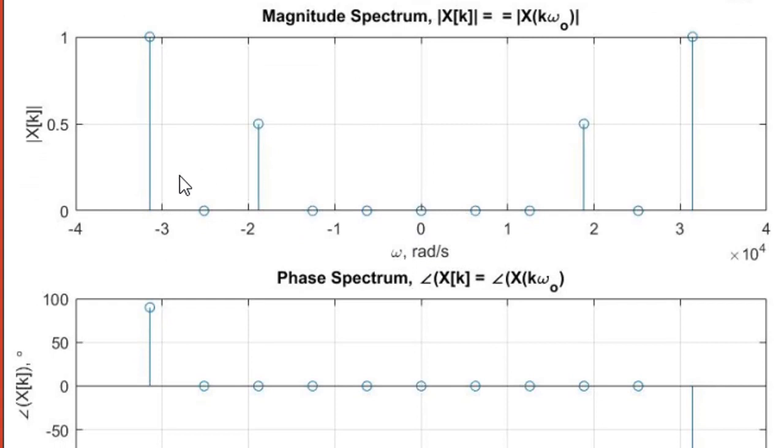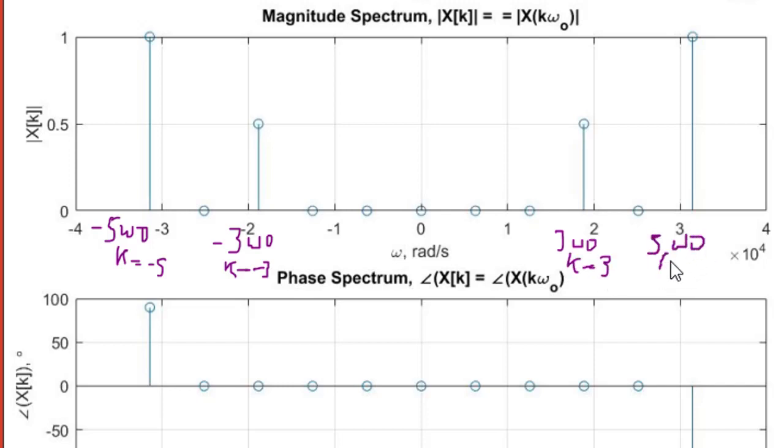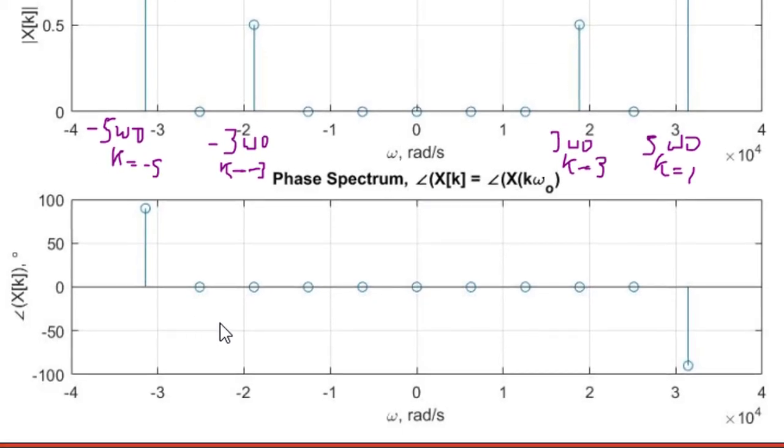And then here we have our magnitude spectrum, where down here we do have a magnitude of 1 at negative 5 omega naught, or k equals negative 5. We have a magnitude of 1/2 at negative 3 omega naught, or k equals negative 3. All of the terms are 0, except over here at 3 omega naught we have 1/2, and at 5 omega naught we have 1. Then at our phase plot, everything is 0 except at k equals negative 5, where we have 90 degrees, and over here where k equals 5, we have negative 90 degrees.